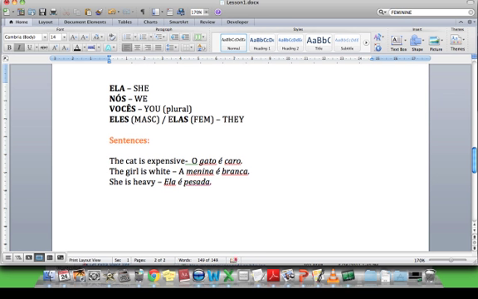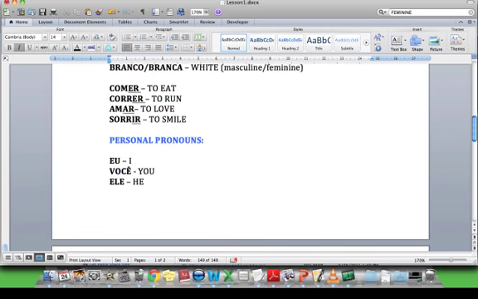Okay? So as you can see, Portuguese so far is not difficult, right? We can go for other verbs. So for example, let's use one of the verbs that I have here, right?